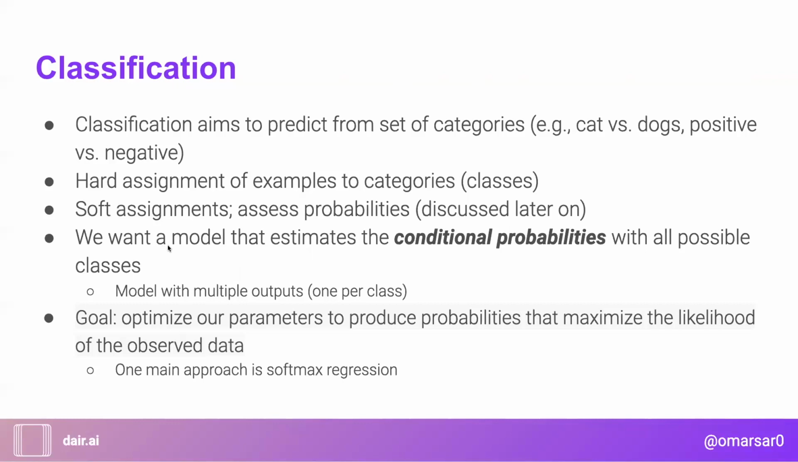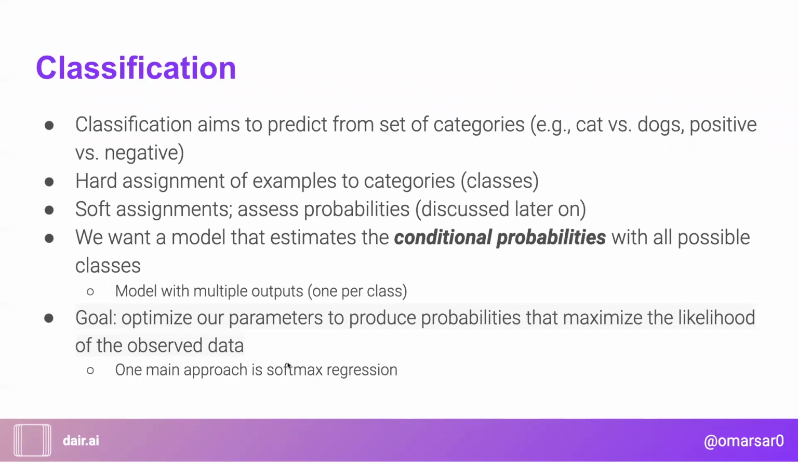And we want a model that estimates the conditional probabilities for the possible classes, right? And the model should be able to output multiple outputs, one per class at least. And here's the ultimate goal at the bottom, which is to get the optimal parameters that produce the proper probabilities that maximize the likelihood of the observed data.